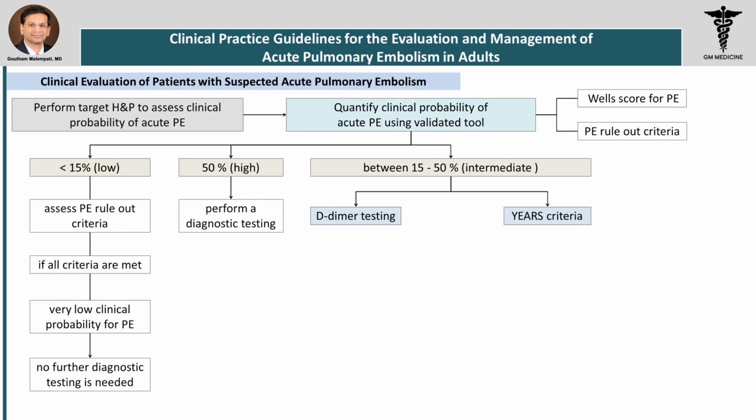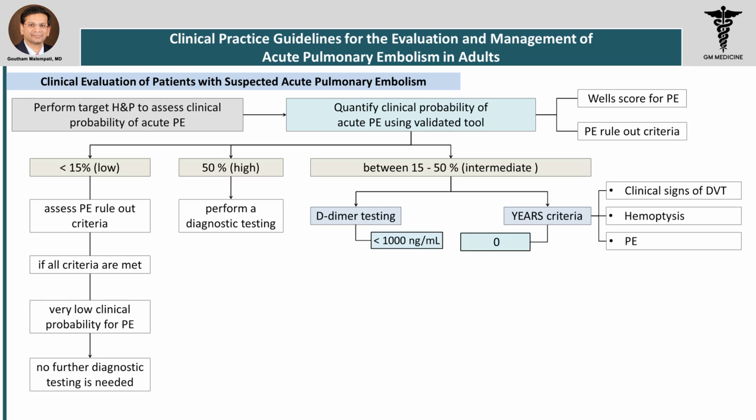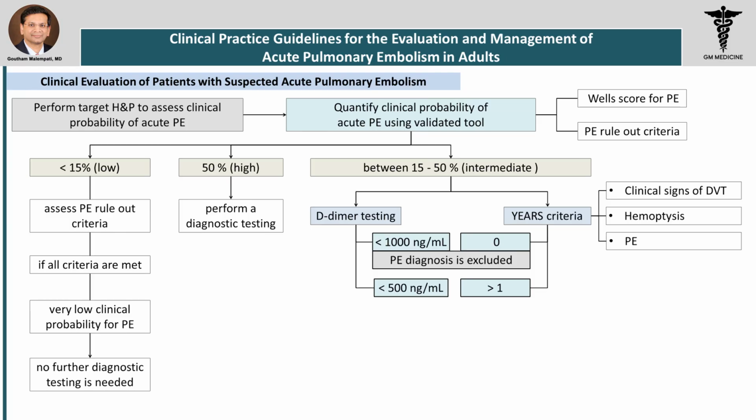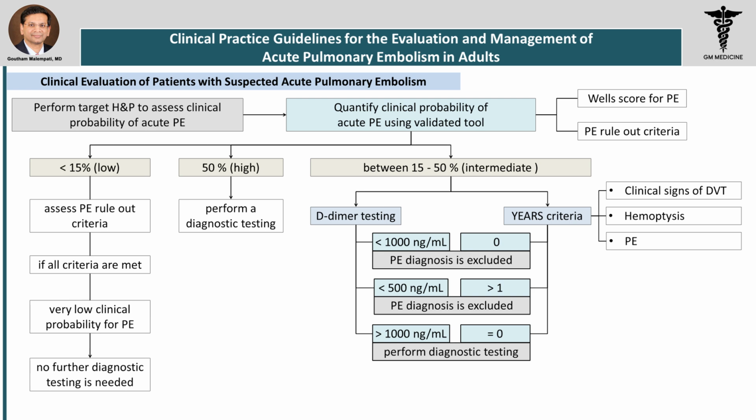If the clinical probability is between 15 and 50%, which is considered as intermediate, perform D-dimer testing and assess the YEARS criteria. YEARS criteria includes clinical signs of DVT, hemoptysis, and PE as the most likely diagnosis. If the YEARS criteria is 0 and D-dimer is less than 1000 nanograms per ml, pulmonary embolism diagnosis is excluded. If there is 1 or more YEARS criteria and the D-dimer is less than 500 nanograms per ml, pulmonary embolism diagnosis is excluded. If the YEARS criteria is 0 and the D-dimer is greater than 1000 nanograms per ml, perform diagnostic testing. If YEARS criteria is 1 or more and D-dimer is greater than 500 nanograms per ml, perform diagnostic imaging.